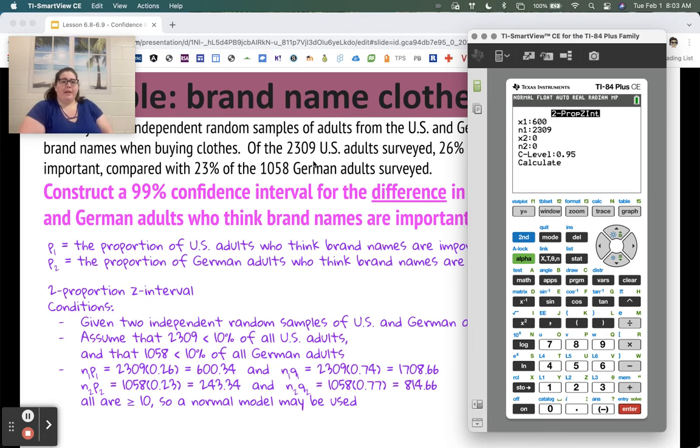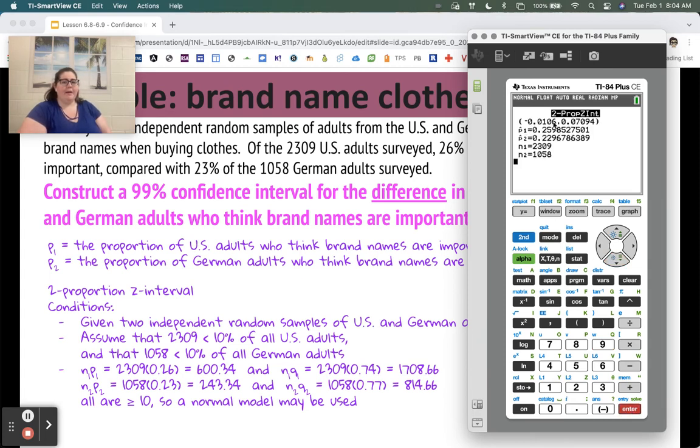Group 2 was Germany. So again, I'm going to do 23% of 1058. So 0.23 times 1058. Again, it's going to be a decimal, but I'm going to round that to a whole number. So 243. And then my sample size was 1058. C level is our confidence level. We wanted a 99% confidence level. So I'm going to put 0.99. And then I'm going to say calculate.